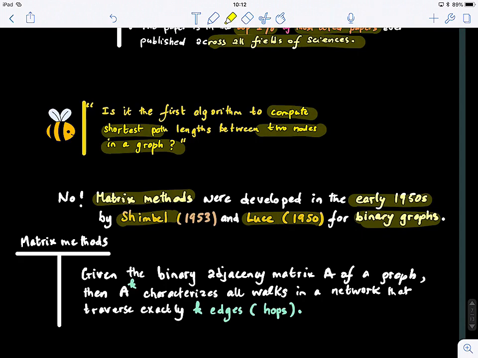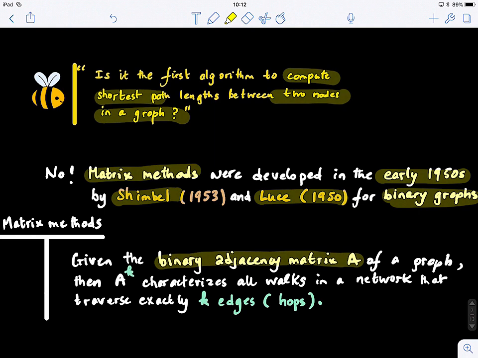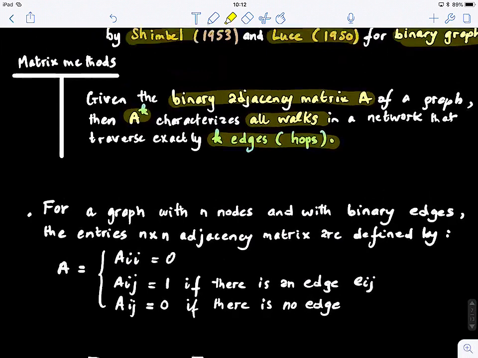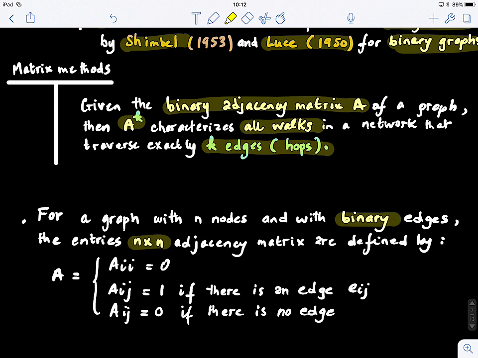The matrix method says, let's look. Given a binary adjacency matrix A of a graph, A to the power of K characterizes all walks in a network that traverse exactly K edges. This is very interesting. In this case, we look at graph theory from a linear algebra perspective, which is really cool. This is the definition we saw before for an adjacency matrix of a binary graph. We have an n by n matrix, which means the graph has n nodes. For self-connections we have 0, and a_ij is equal to 1 if there is an edge, otherwise it is 0. So this is known.